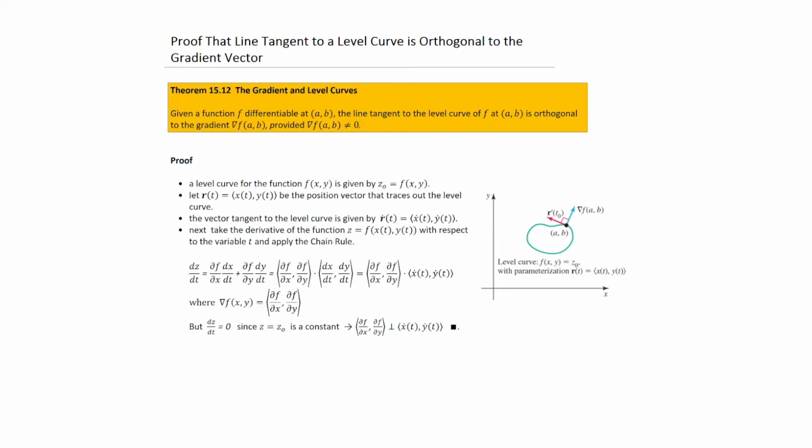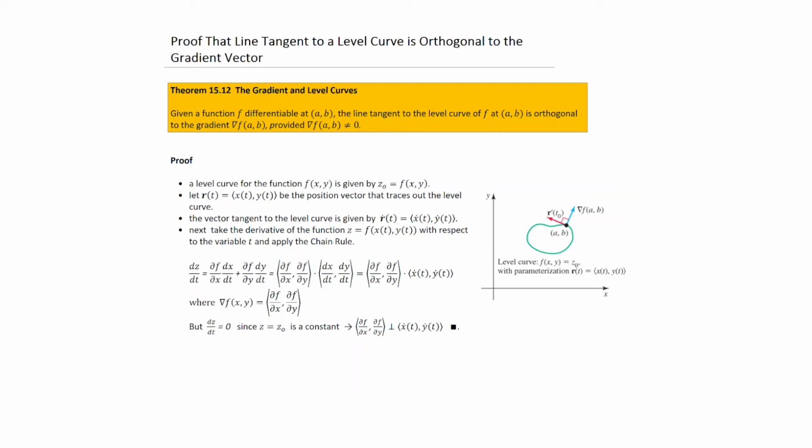A level curve for the function f of x, y is given by some constant z0 equals f(x, y), which means you could, in principle, write y as a function of x for a given constant z0. So we're going to let r(t) be (x(t), y(t)), t being a parameterization variable. It's a position vector that traces out the level curve. Okay, so it's perfectly arbitrary at this point. So the vector tangent to the level curve, we've shown before, is given by taking the derivative of that position vector with respect to the parameterization variable. So that would be (x dot t, y dot t).